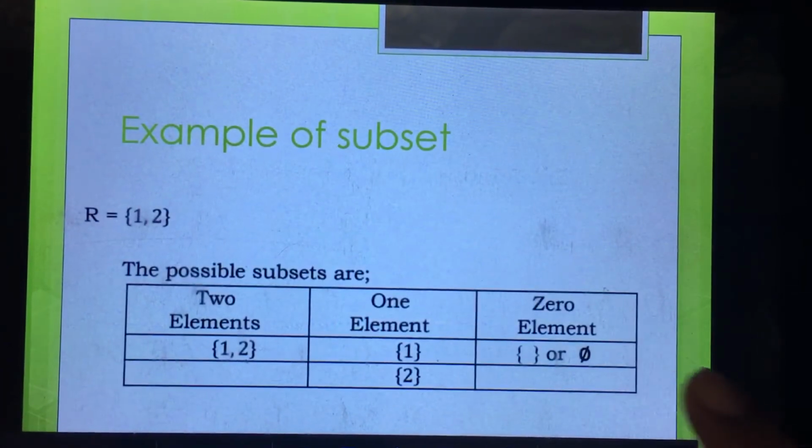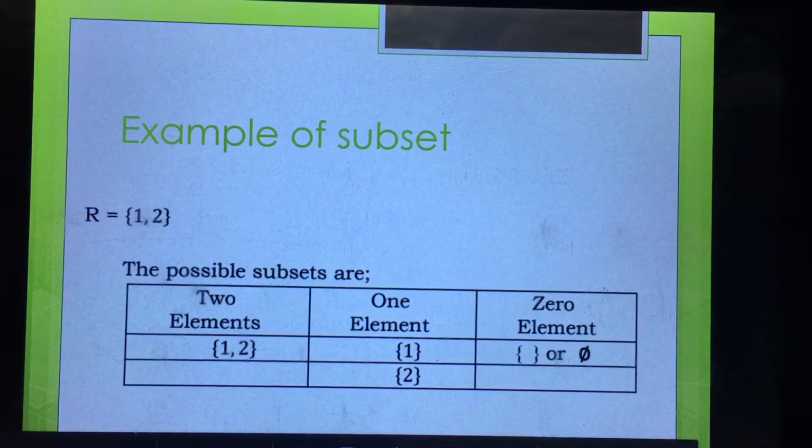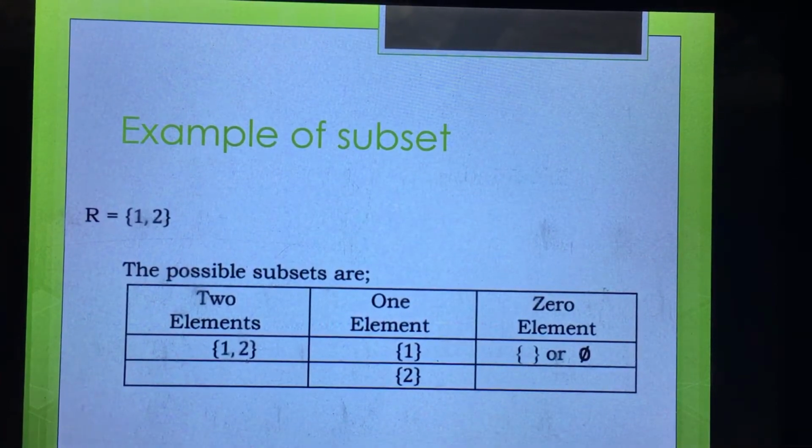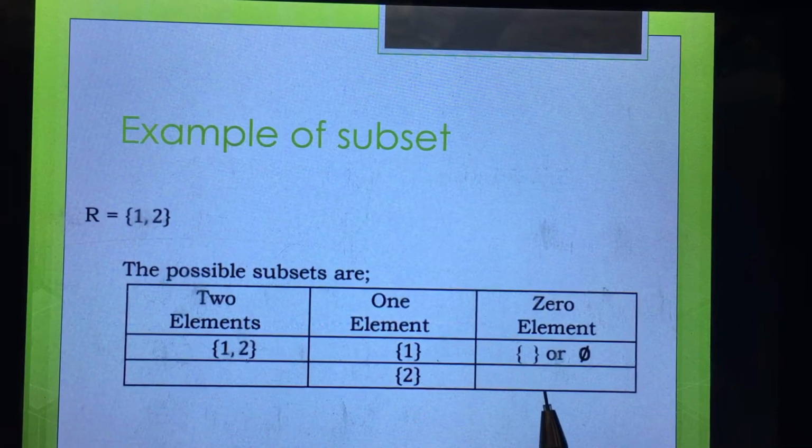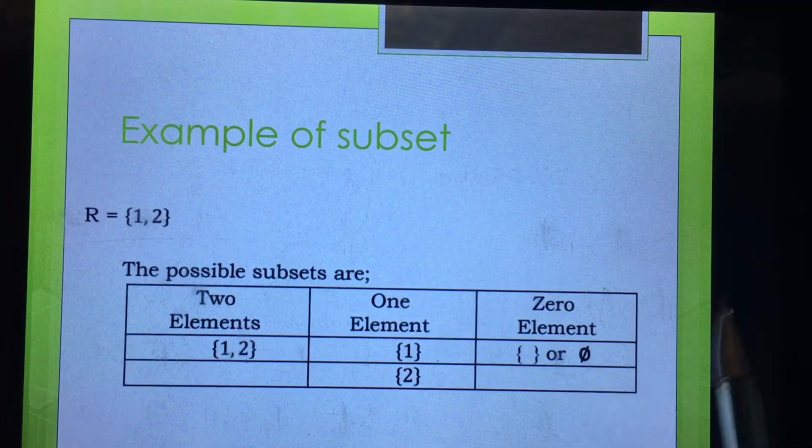Example of subset. So, R has elements 1 and 2. So, the possible subsets are for 2 elements 1 and 2, for 1 element 1 and 2, for 0 element is null. Tulad nung sinabi kanina, ang subset has the elements of itself. So, 0 element null or the symbol null. Next.